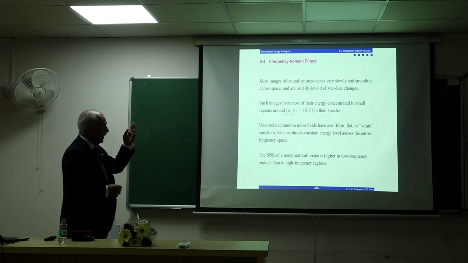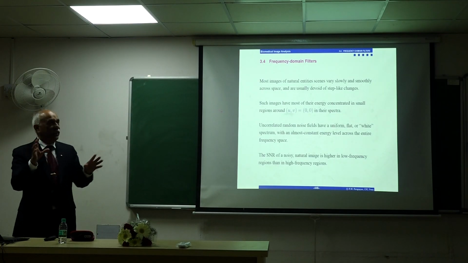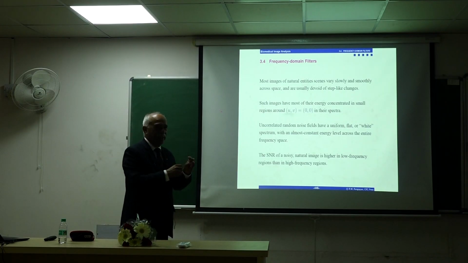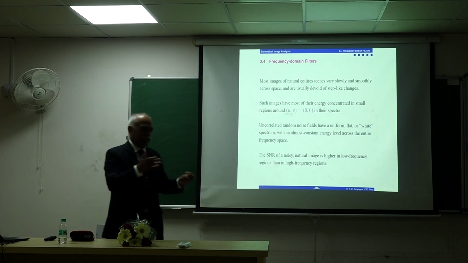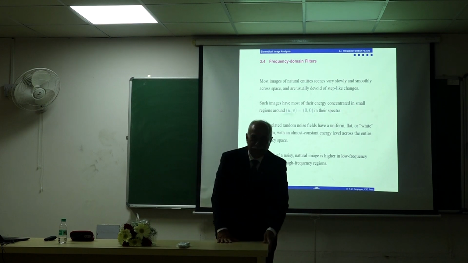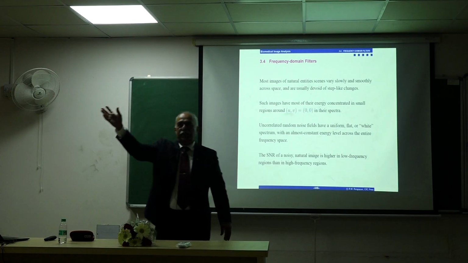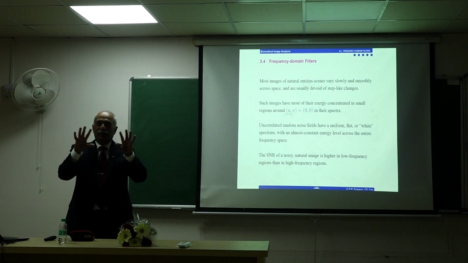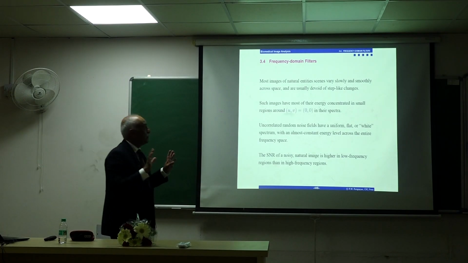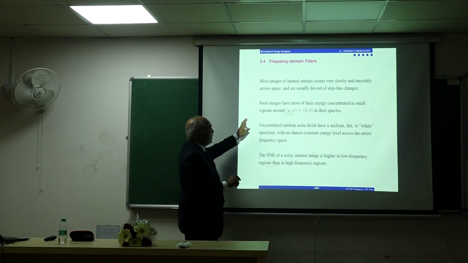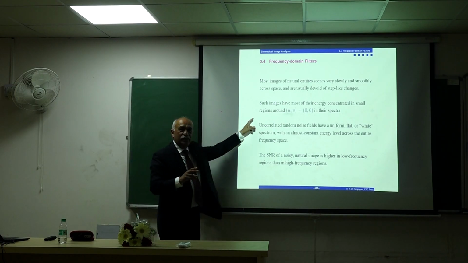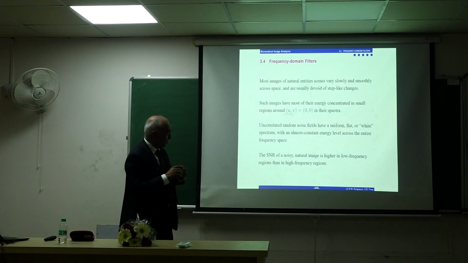Most images of natural entities and natural scenery vary slowly and smoothly across space, and they don't have sharp edges. There could be some, but this is not natural; this is a machine-made or man-made object. If you go outside and take a picture, yes, there are trees with some edges, but overall there is some smoothness. Most of these images have a large portion of the energy concentrated around the DC, UV equal to 0, 0.